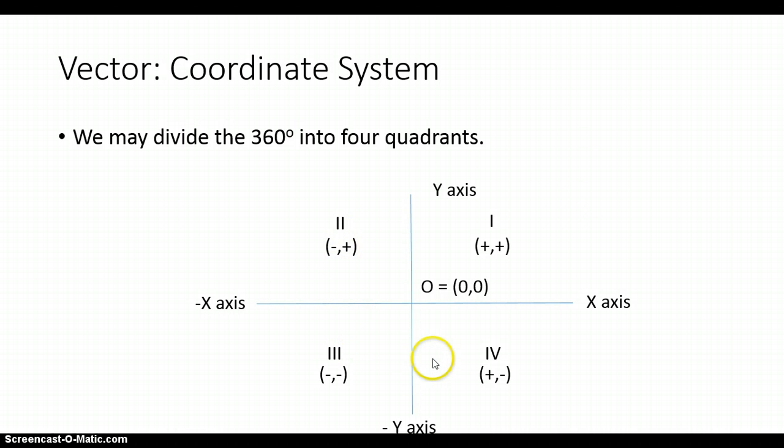Then we have third 90 degrees and fourth 90 degrees, totaling up to our 360 degrees. Now, remember, the origin is where the vector starts. So if we break this up into 4 different quadrants, then that origin we can say has a location of 0, 0. So what does that mean in terms of having the location of 0, 0?